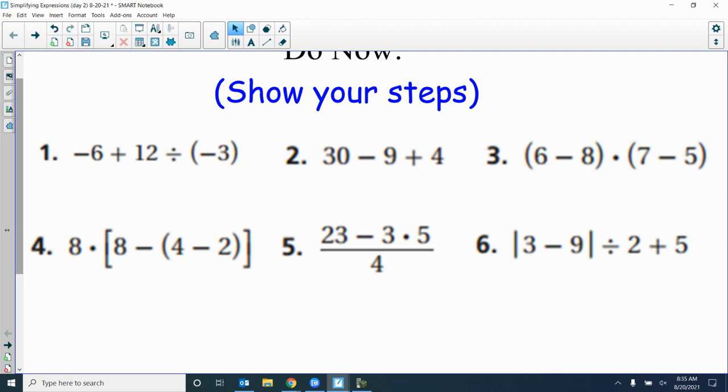And really, you cannot just write the answer down. Use your calculator. Definitely allowed to do that.